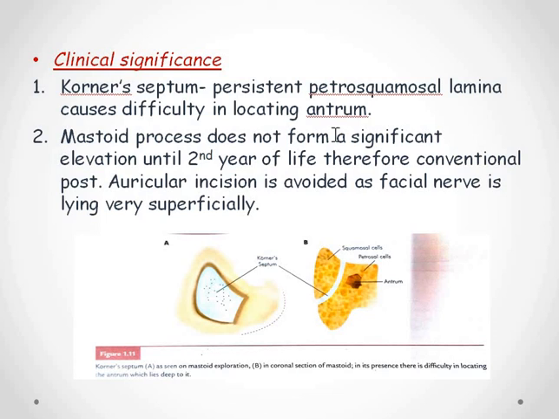The mastoid process does not form a significant elevation until the second year of life. Therefore, the conventional post-auricular incision is avoided, as the facial nerve lies very superficially. So before the second year, it is not advised to give a post-auricular incision as the facial nerve lies superficially.